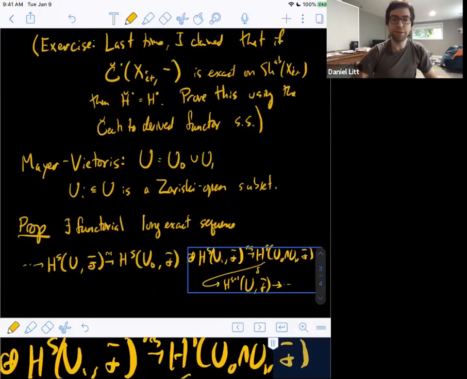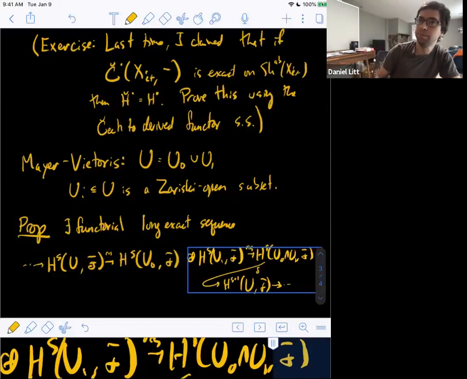Okay, so what is this saying? This is saying that if you can compute on a cover and you understand these differentials, then you can compute on what is being covered. So for example, you could take U to be P1, and take U0 and U1 to be the standard affines, the standard copies of A1 inside of P1. Their intersection is a copy of A1 minus the origin. So this is saying that if you can compute on those affines, A1 and A1 minus the origin, then you can compute on P1.